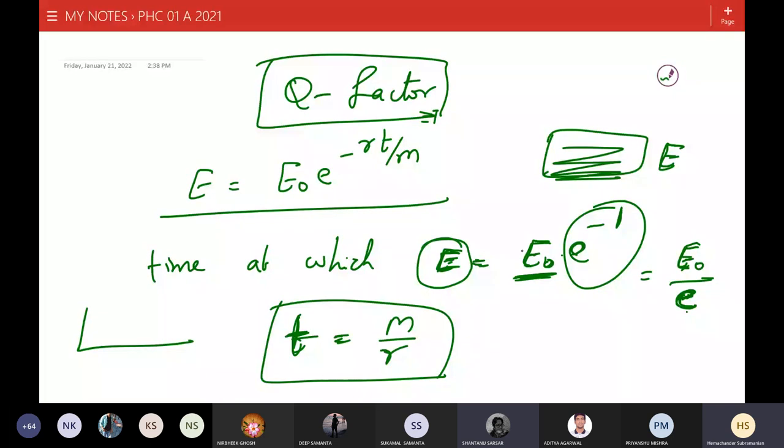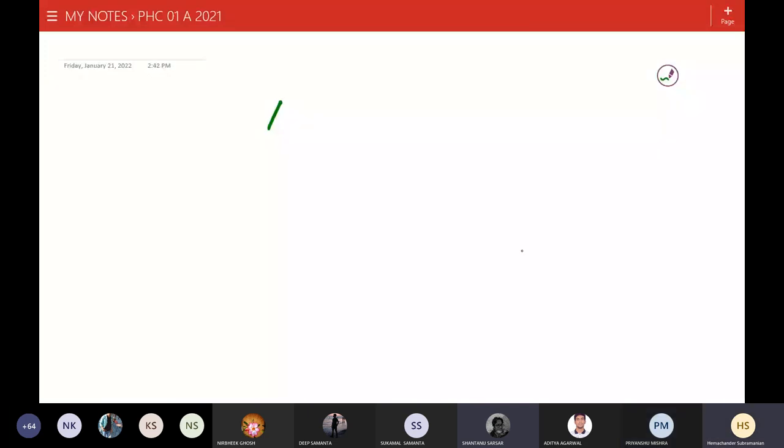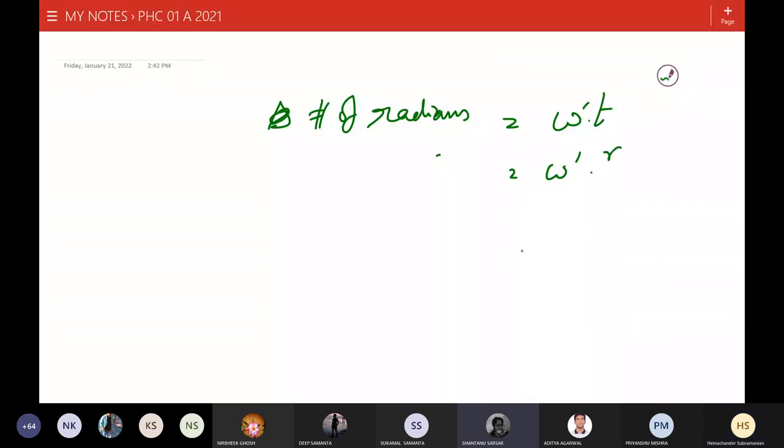Do you have a better idea? We have been given the frequency of oscillation, and now we are given the time of oscillation. So we can just multiply the frequency by time. Very good. That's exactly what I want. So the number of radians the system has gone through is basically omega prime times T, where T is M over R. So the number of oscillations it has gone through is just omega prime times M over R, right?